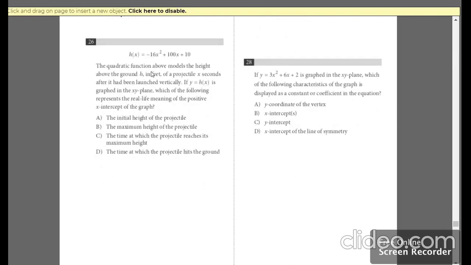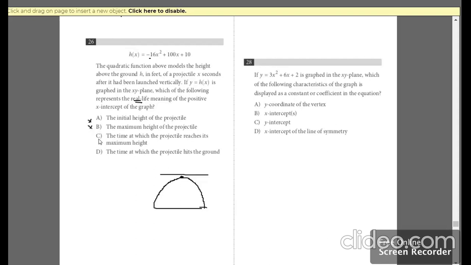It's a quadratic function which is modeled with the height above the ground h in feet of a projectile x seconds after it is thrown, and we all know when we graph it in the xy plane, when you throw something up, it will come down after t seconds, and this is its maximum. The reason why I draw it over here is because it's a negative coefficient of x square, which means the parabola is downwards. Now what they are asking is the real meaning of the positive. The initial height of the projectile, no, it's not going to represent it. They are saying real life meaning, what we have understood.